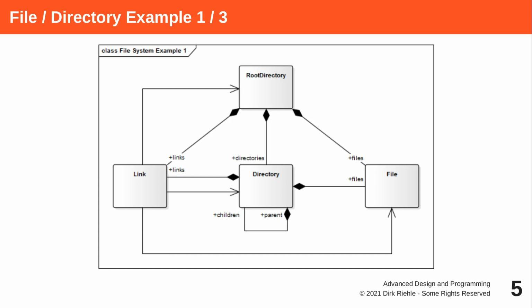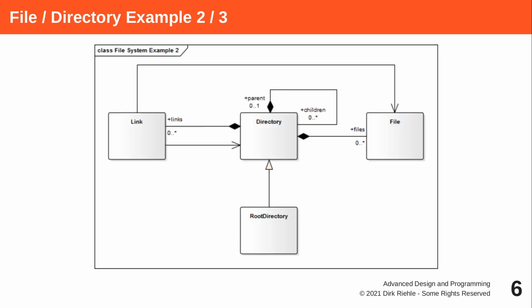So, for example, that a directory can contain subdirectories or child directories here. You can see that by the relationship from directory to directory itself. And that is a reasonable first example or first take at designing a file system structure. You could do it differently.